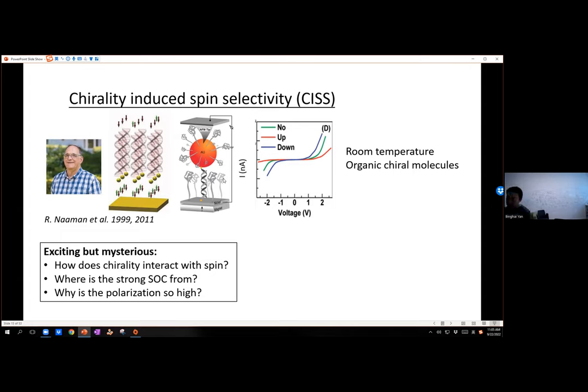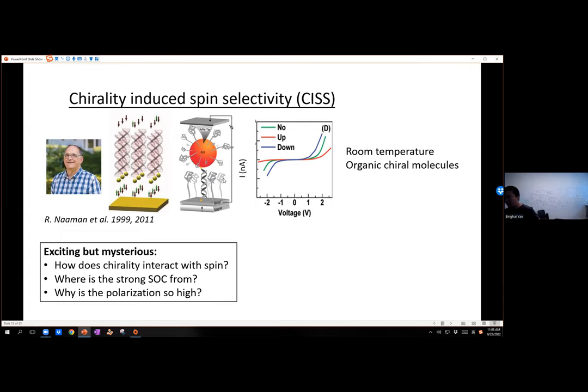If we couple some chiral trajectory to the spin, we know we need spin-orbit coupling. However, we know for DNA or any organic molecule, the spin-orbit coupling is negligible, at least it cannot compare at room temperature. Therefore, people try to develop a lot of models to explain why in this organic system, this spin-orbit coupling becomes so strong.